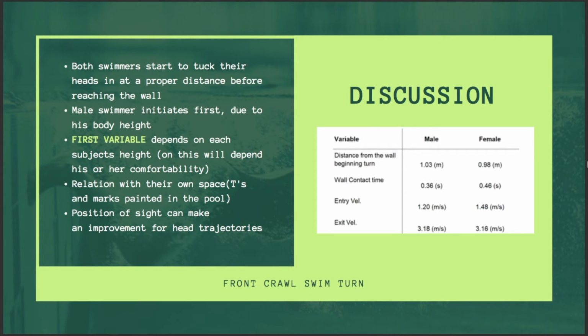By combining the results obtained, we obtained the following graph. Both swimmers start to tuck their heads in at a proper distance before reaching the wall. The male swimmer initiates first due to his body weight. The first variable of the table depends on each subject's height, and this will depend on his or her comfortability, relation with their own space, T's and marks painted in the pool. Position of sight can make an improvement for head trajectories.